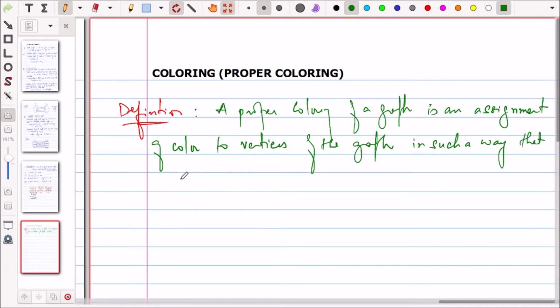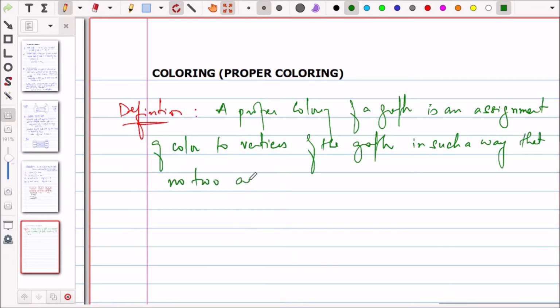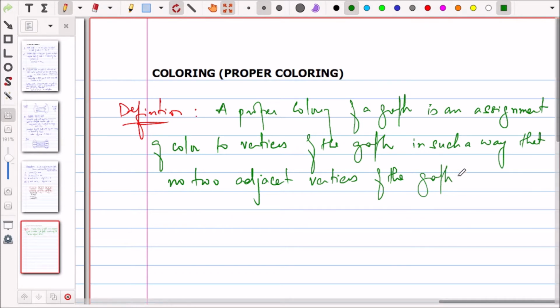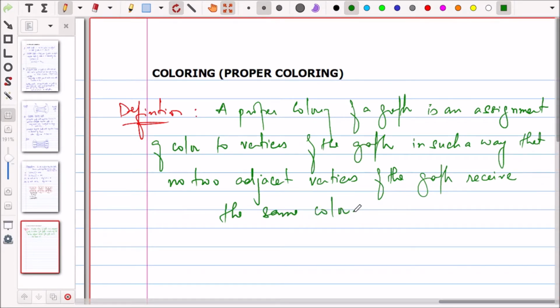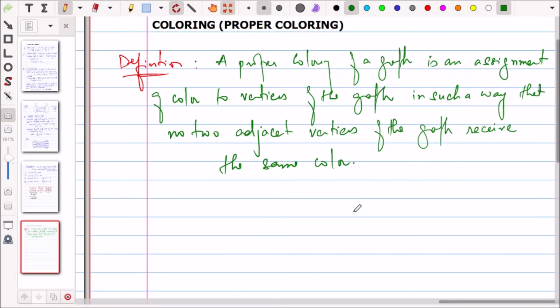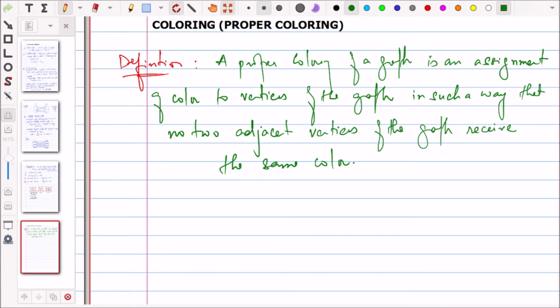that no two adjacent vertices of the graph receive the same color. Okay, so you have to color the vertices of the graph in such a way that no two adjacent vertices of the graph receive the same color. Okay, is it fine? Is this definition clear? Yes, sir.